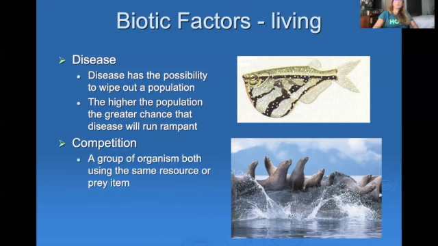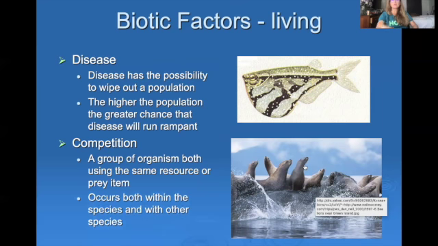Competition: a group of organisms trying to use the same resource or prey item. If you look at my picture here, all of these sea lions are trying to get up on this rock. They are going to compete for this rock. It's like king of the hill, right? They're going to knock each other off. That's competition. And you can have competition both within the species, like here, or between two species.